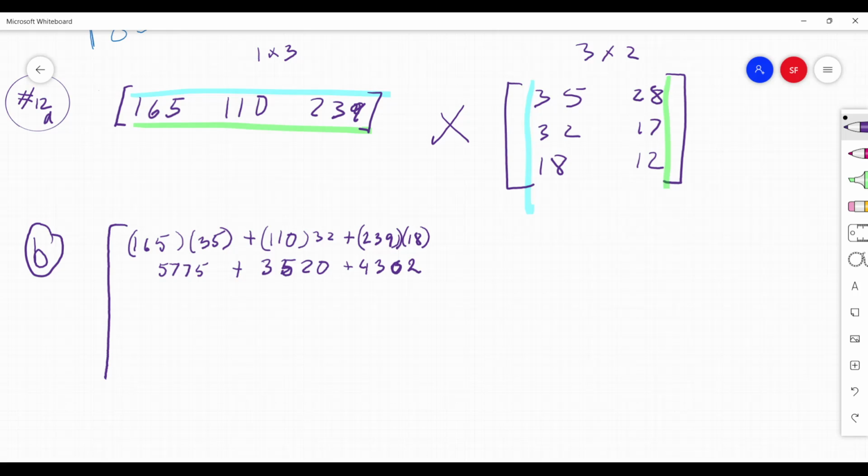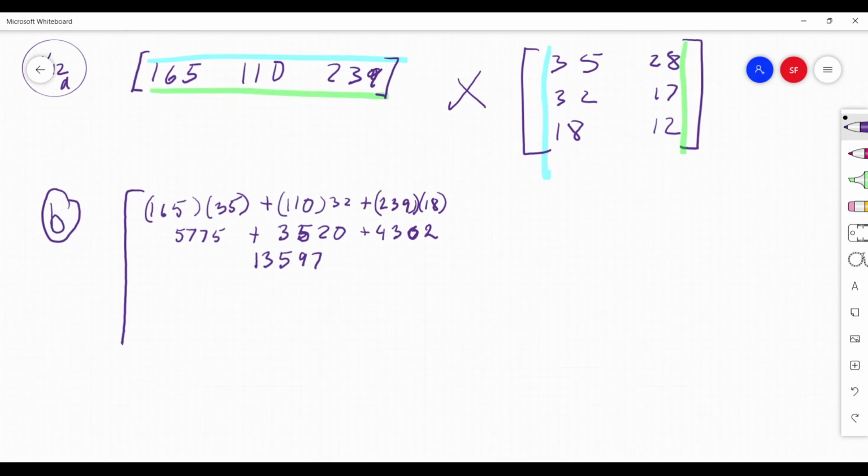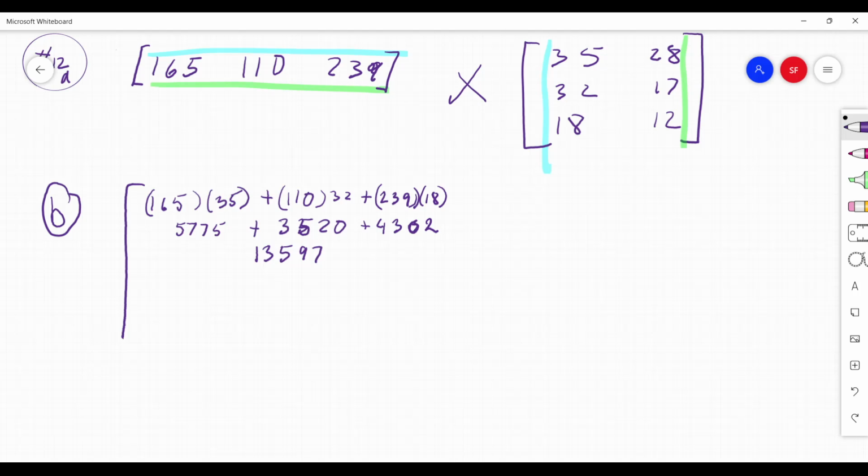What is 5,775 plus 3,520 plus 4,320? You have a calculator, don't you? I'm going ahead and doing this real quick since we started writing it this way. 13,597. They said 97. I didn't actually punch it in.